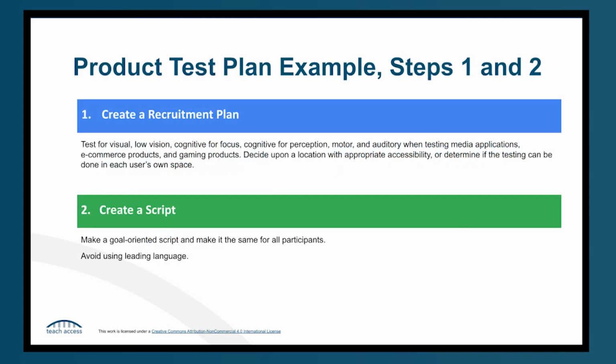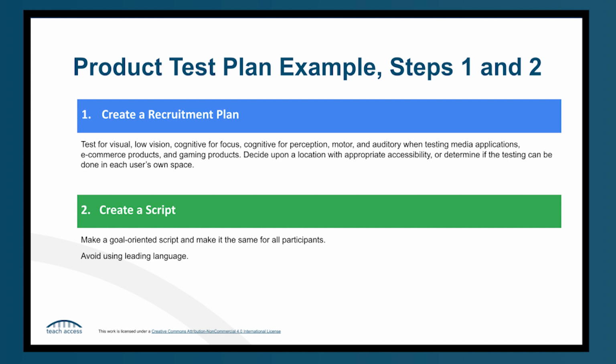Let's look at an example of a product test plan. First, you should find places from where you can recruit users with a variety of differences. Once you know who you can recruit, decide on a location or if users can test at home. Second, you should create a specific script for your users. What tasks do you want them to perform? In what places in your design do you want users to touch?